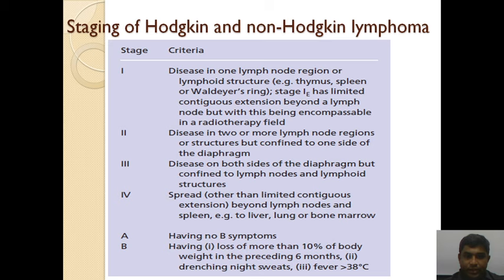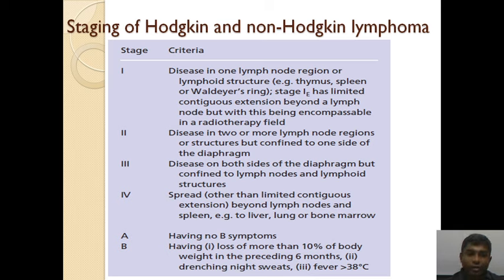In stage 3, you have two or more lymph nodal groups, limited to lymph nodes and lymphoid structures, but present on either side of the diaphragm. So you can have right cervical lymph nodes and involvement of mesenteric lymph nodes, or right iliac lymph nodes. So this indicates a much more spread compared to the earlier stages.